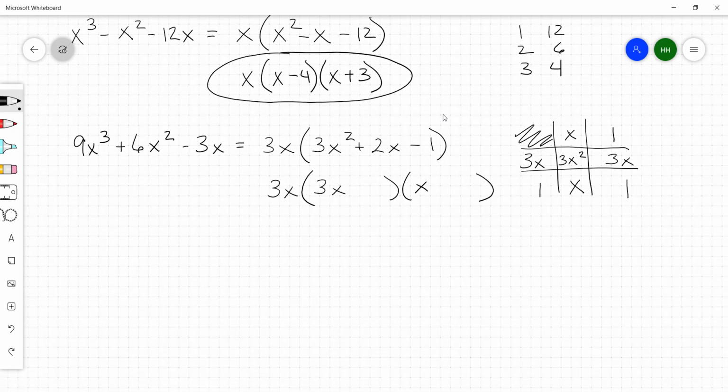So since this 2x in the middle has to be positive, then this 3x has to be positive. And if this 3x has to be positive, then this 1 has to be positive. So this can be your negative factor. So that would give you a negative x here. And your 3x and your negative x gives you 2x. Positive 1 times negative 1 gives you the negative 1 that you need here at the end. So we're going to have 3x minus 1 times x plus 1. So there's your factored form.